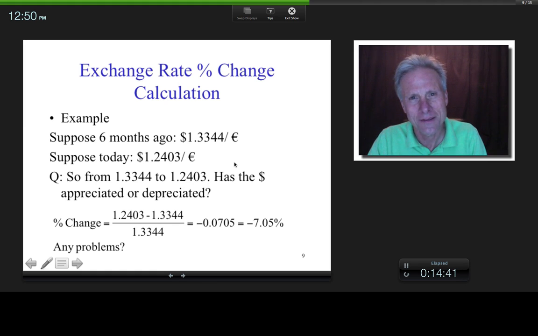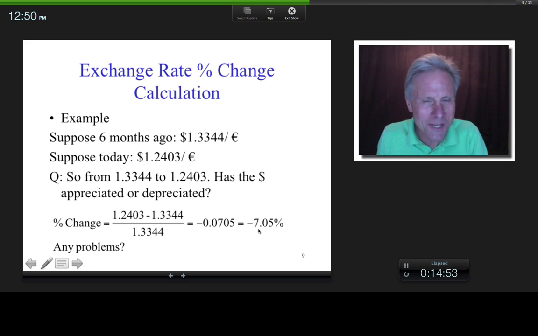Appreciated, right? So it's strengthened. So what's inconsistent about that with this answer? Well, we have a negative number, right? Minus 7%. Well, when we have a negative, does that suggest in percentage terms that something's gone down in value or up in value? Down in value, right? So what do we do wrong?